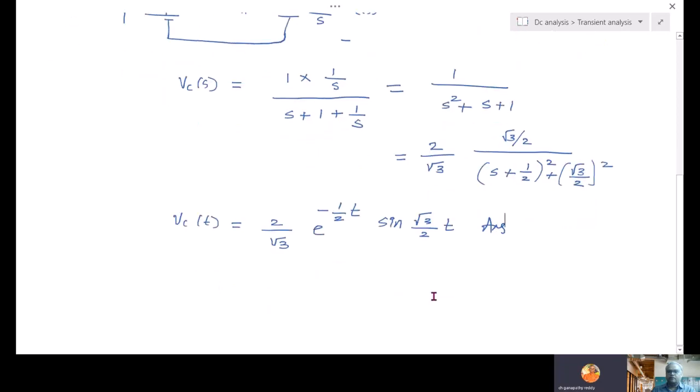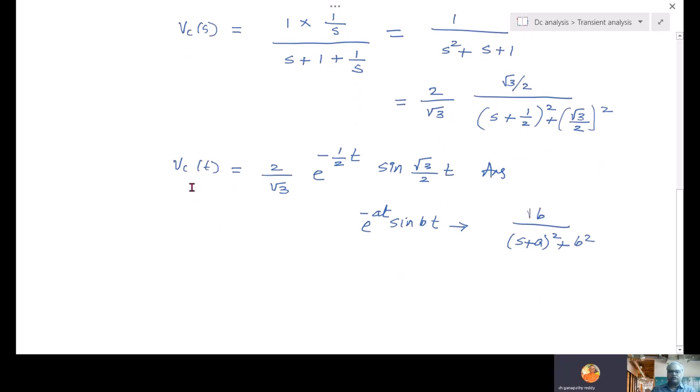So what is the formula if you want e power minus AT sine BT? What is the Laplace of this? Laplace of e power minus AT sine BT is B by S plus A whole square plus B square, no? I am writing in this form. So inverse. So VC of T is over.